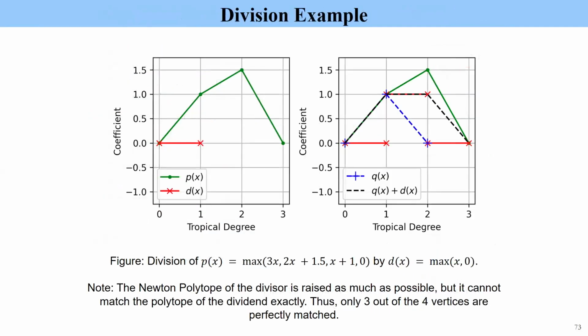Here is a simple example to illustrate this algorithm. The original polynomial p of x has a Newton polytope with this green upper hull. d of x is the red one, and out of this tropical division, the quotient is this blue curve, and the sum of the quotient polynomial and the divisor polynomial does not completely match p of x. There's a remainder. But you may have an exact division sometimes.